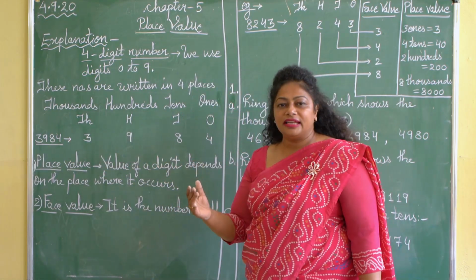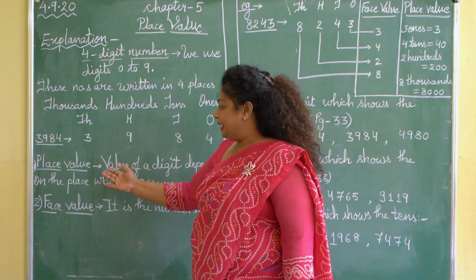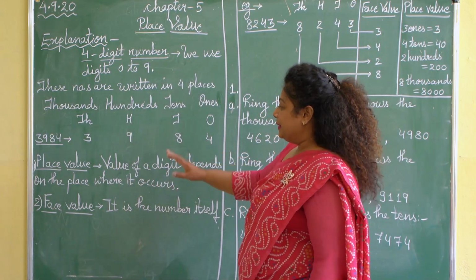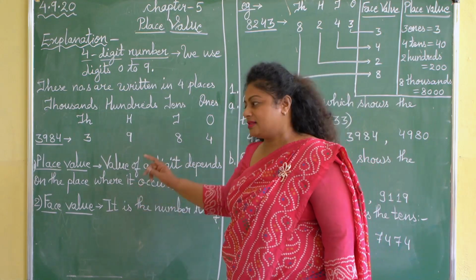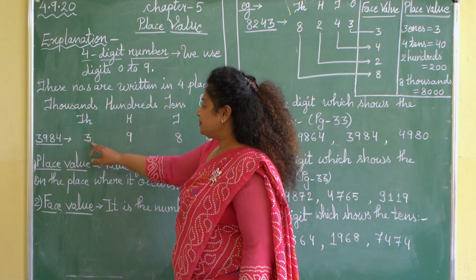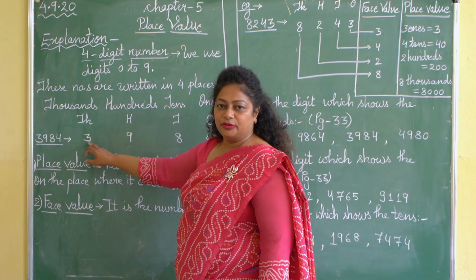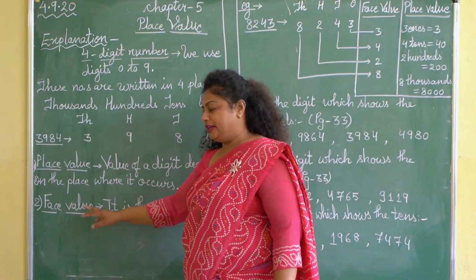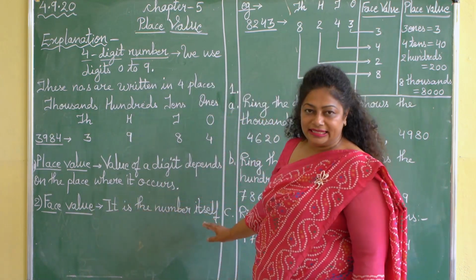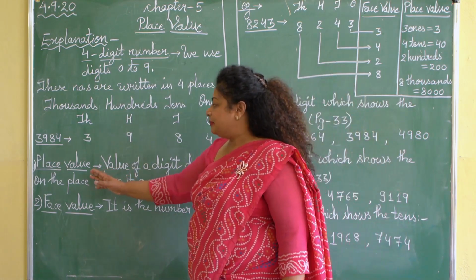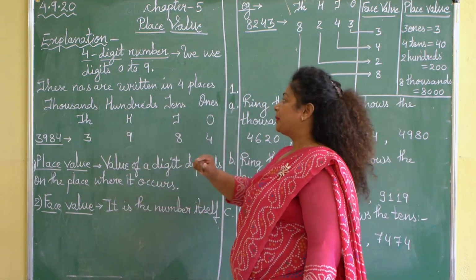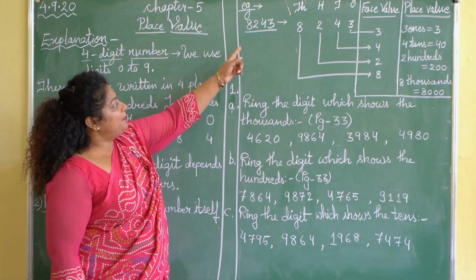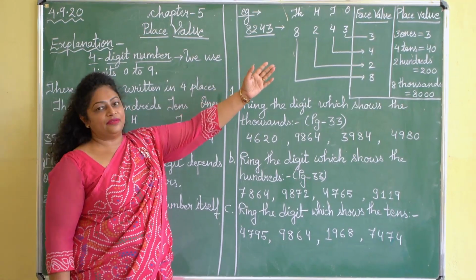Now we have to understand what is a place value and what is a face value. The value of a digit depends on the place where it occurs. Suppose 3 is at thousands place, so 3 has its place value because it is at thousands place. In the same way, face value is the number itself. In order to understand place value and face value, we have to take one example.